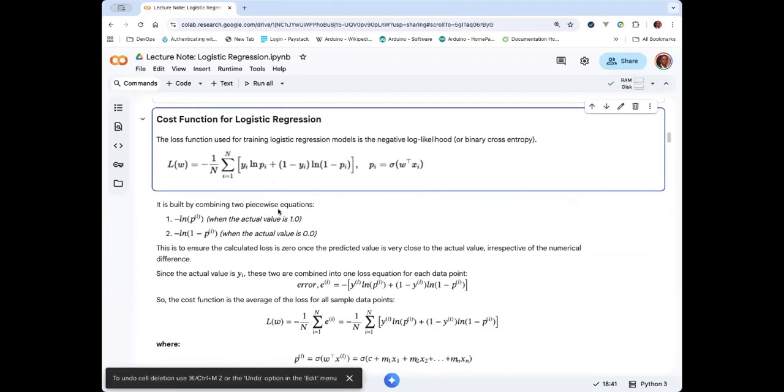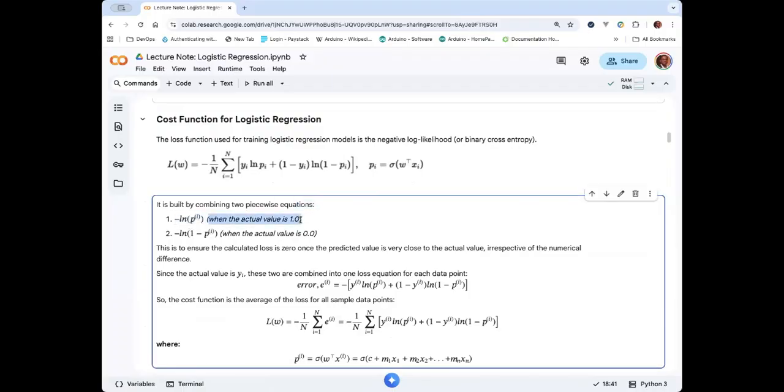When we say piecewise equation, it's actually one piecewise equation that is made up of two parts. The first part is when the actual value is 1. I want to predict 1, right? So I'll use minus ln p. And when the actual value is 0, I want to predict 0, so I use minus ln 1 minus p. This is just based on probability theory.